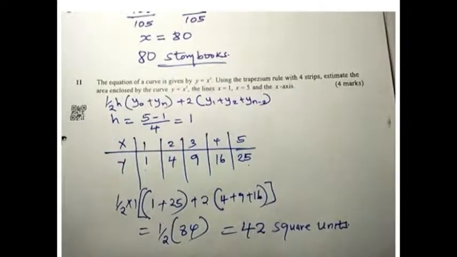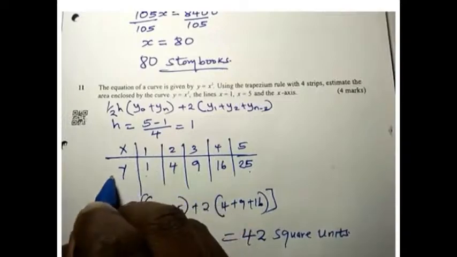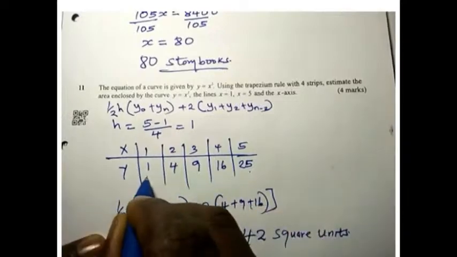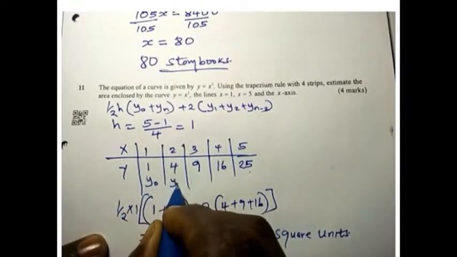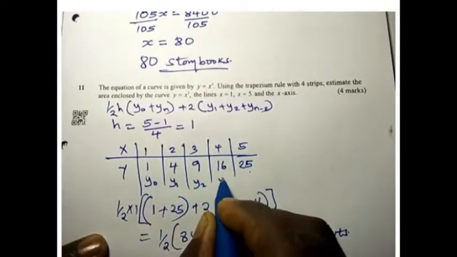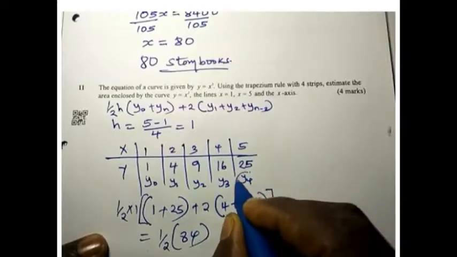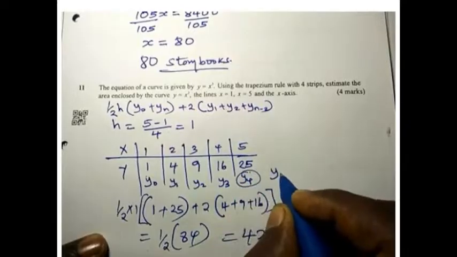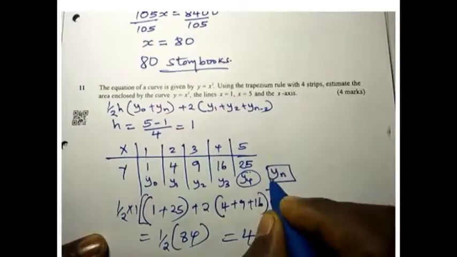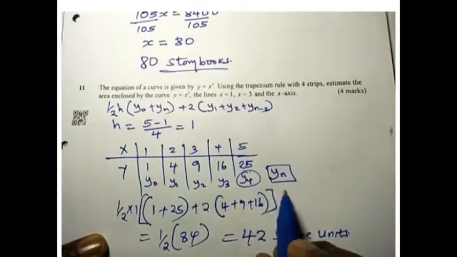So maybe to explain somehow, this is the y, and this one is y naught, this is y1, y2, y3, and y4. So y4 being the last one is the one we call yn. Fine. So it is important for me to mention that.